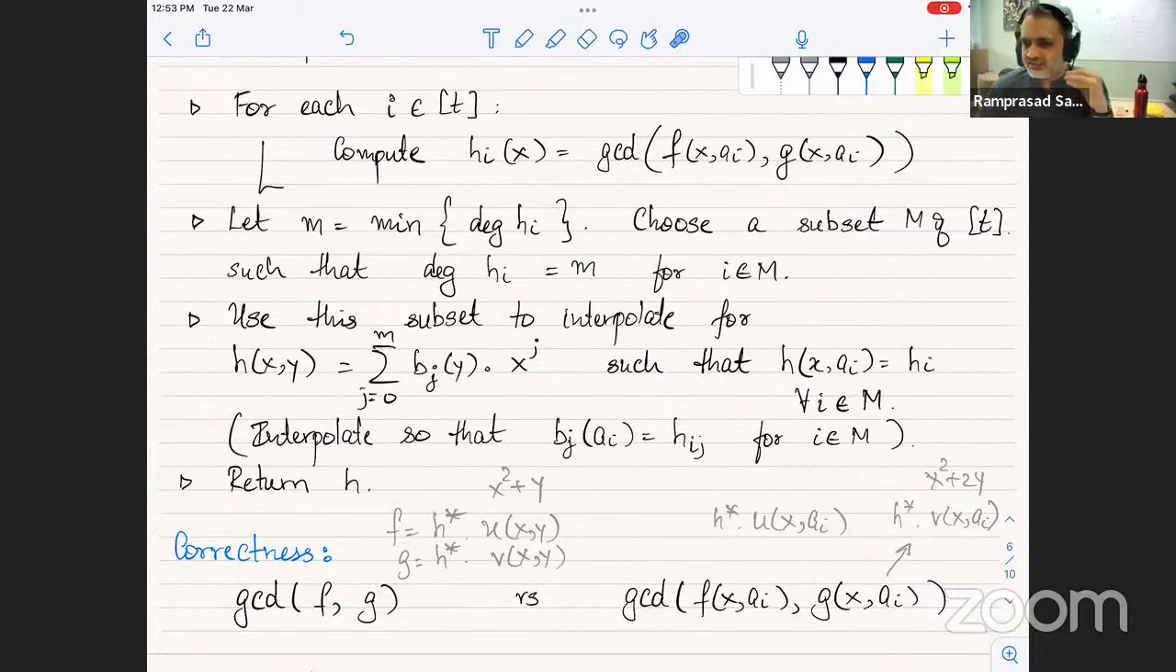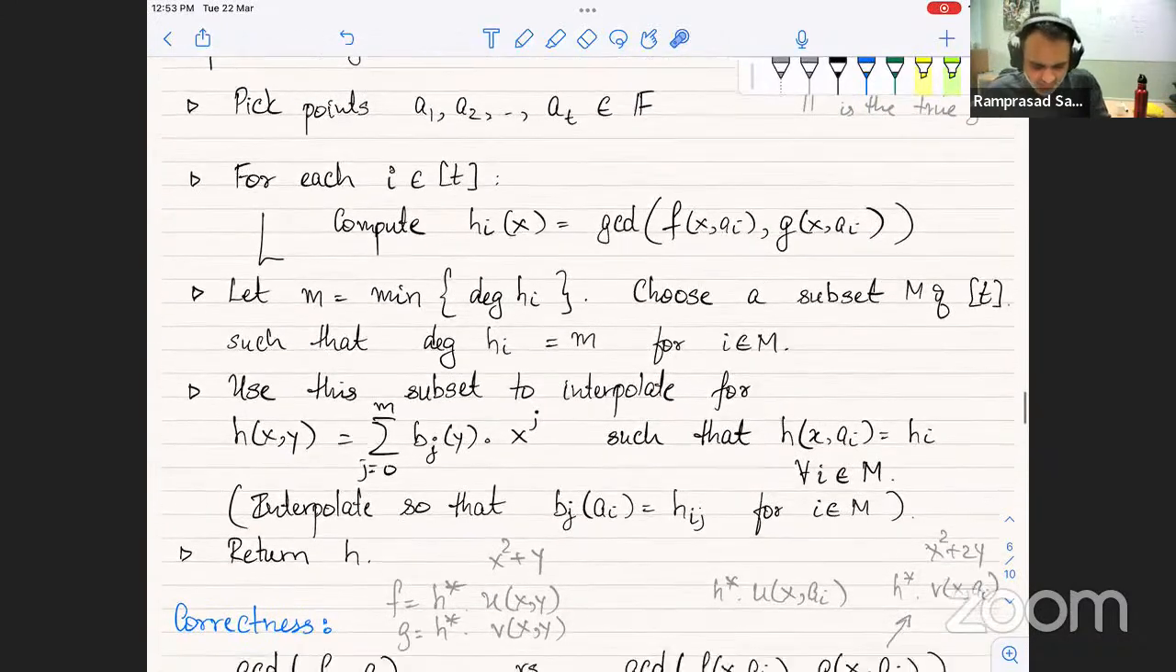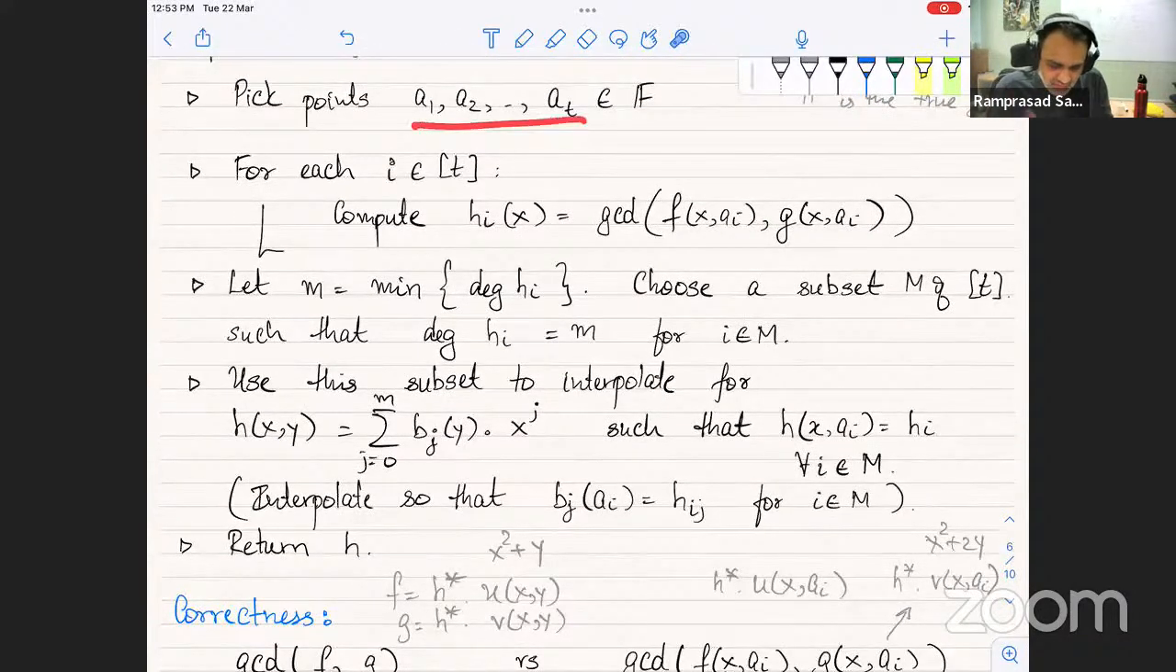Okay, so hopefully that gives you some insight as to why we are doing this particular process. It's just that you could have some extra GCDs because the AI that you chose was a bad AI. So the entire algorithm really boils down to: some of these AIs could be bad, but are there sufficiently many good AIs for me to interpolate?